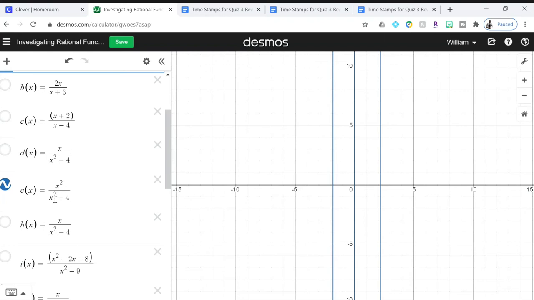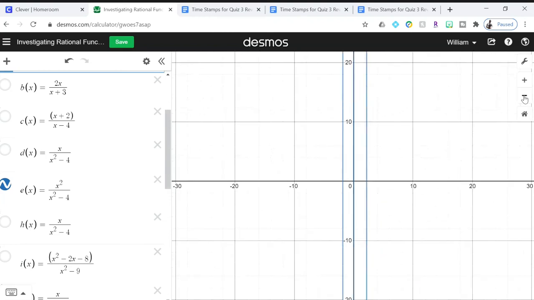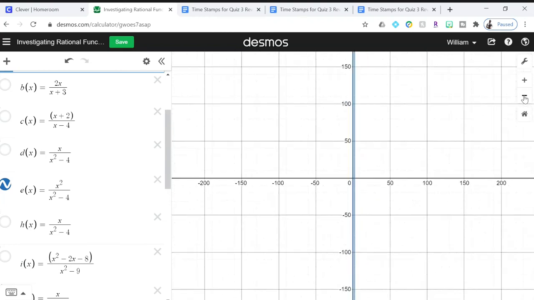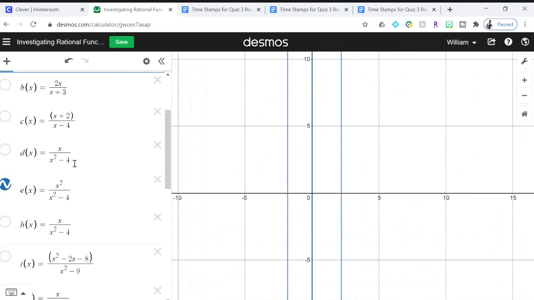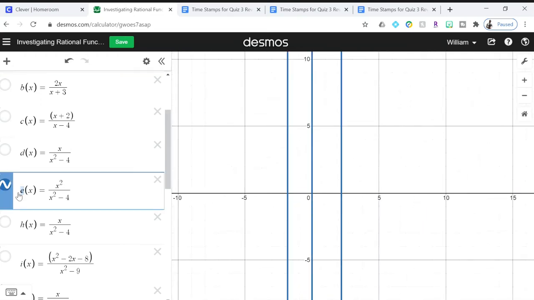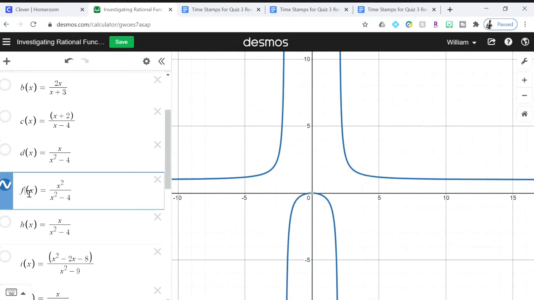Or sorry, not the ratios, the degree of the numerator and the degree of the denominator are the same. And so we're looking at the ratio of the coefficients. Right now it's 1 over 1, so we should have a horizontal asymptote at 1. Let's go back to the home screen here. I don't know what's going on with that. I think it's because I labeled it E. Let's call it F. There we go. It gets confused when I say E in there. It thinks it's the number E. So now we've got a horizontal asymptote at y equals 1.